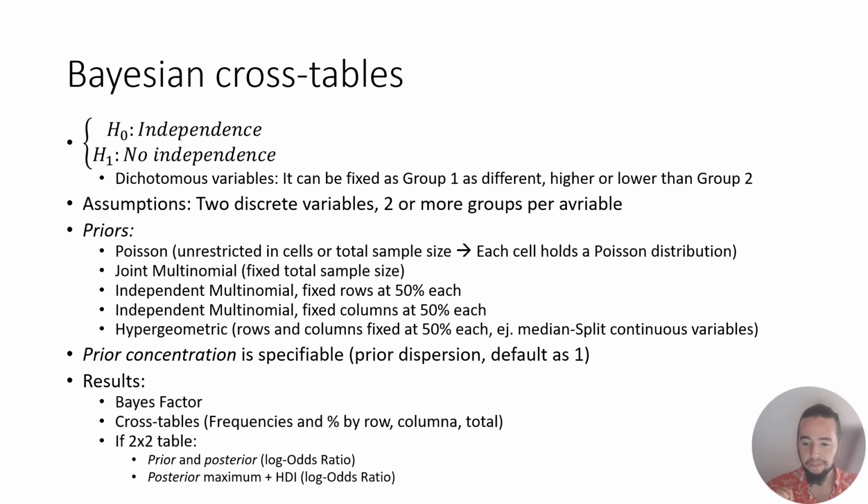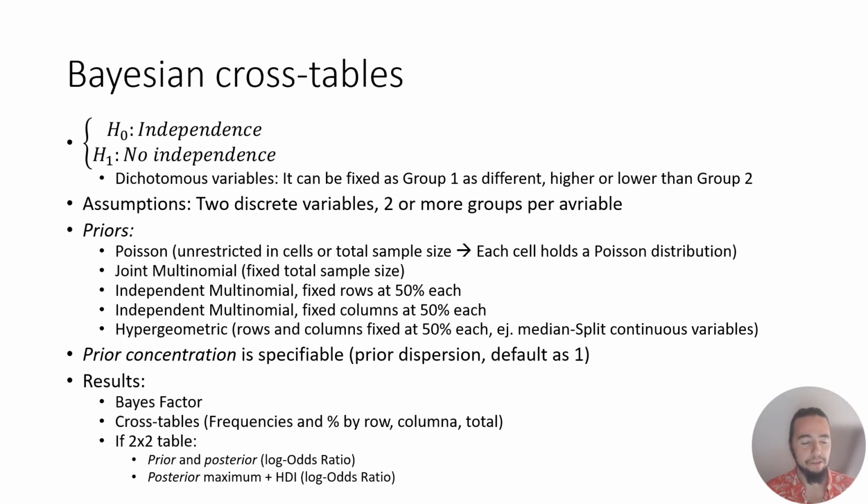There's a specific tweak if you are working with dichotomous variables, that you can fix group 1 versus group 2 as different, higher or lower, but this is only available with dichotomous variables. So we need two discrete variables, or two or more groups per variable. The priors, now this is different from the t-test, and it's pretty interesting because there's more diversity.